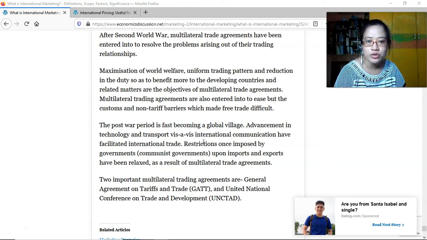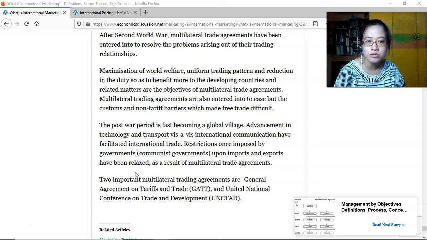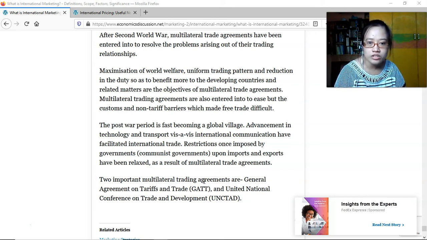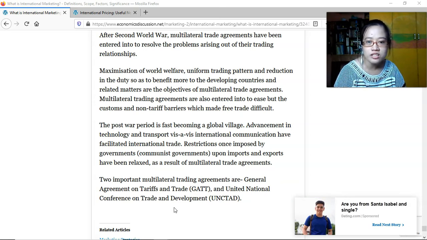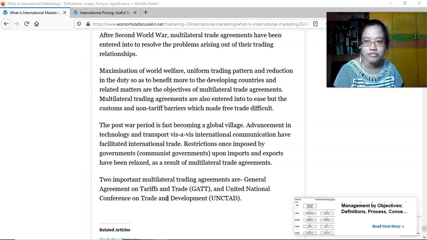Advancement in technology and transport have facilitated international trade. Restrictions once imposed by governments upon imports and exports have been relaxed as a result of multilateral trade agreements. Two important multilateral trading agreements are GATT, General Agreement on Tariffs and Trade, and then you have your United Nations Conference on Trade and Development.